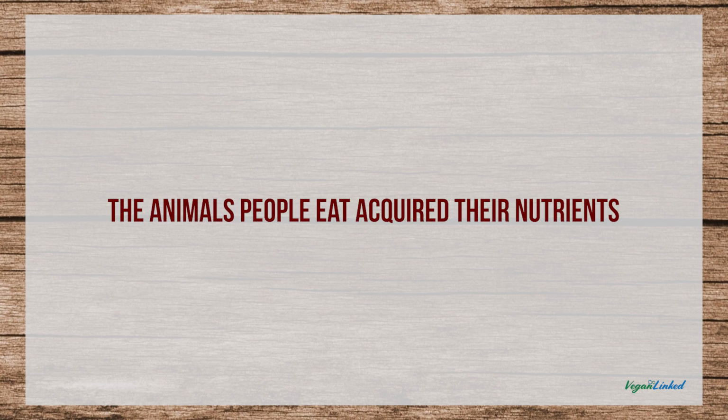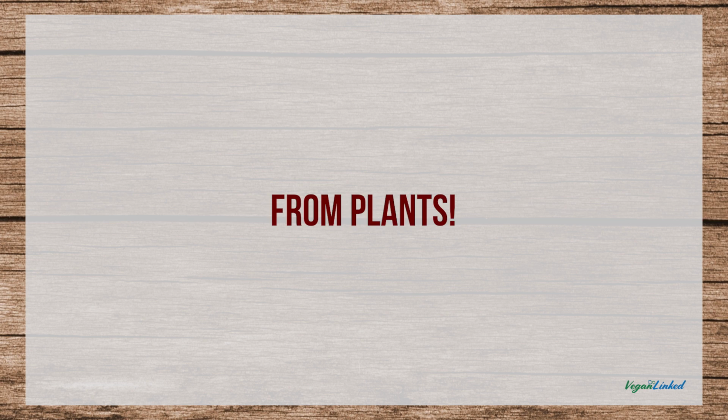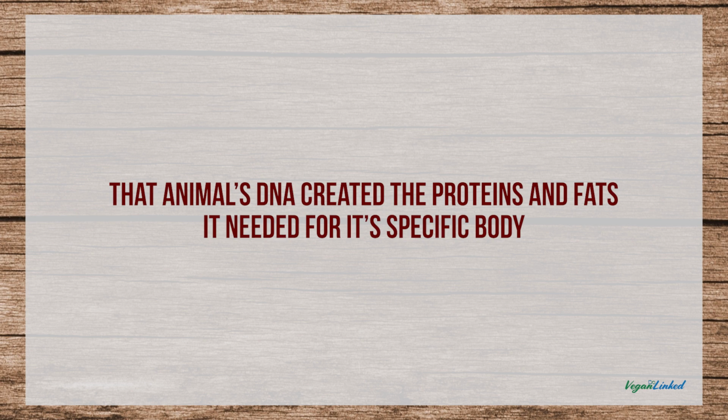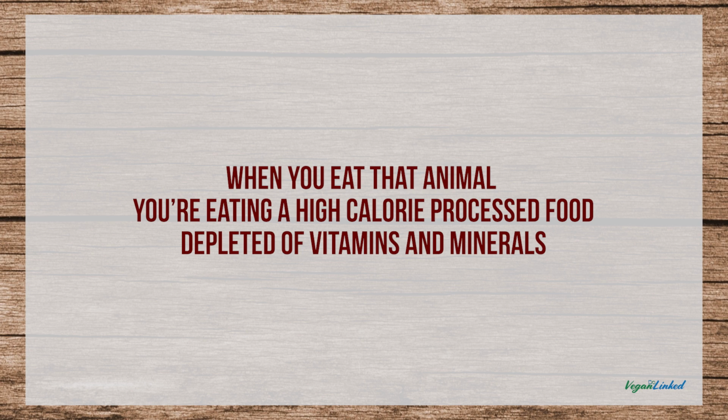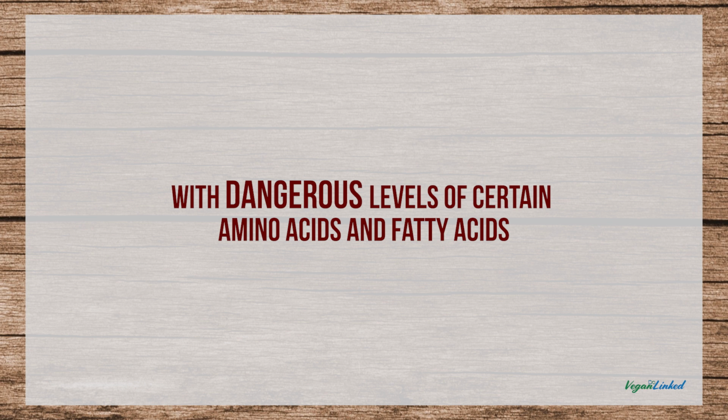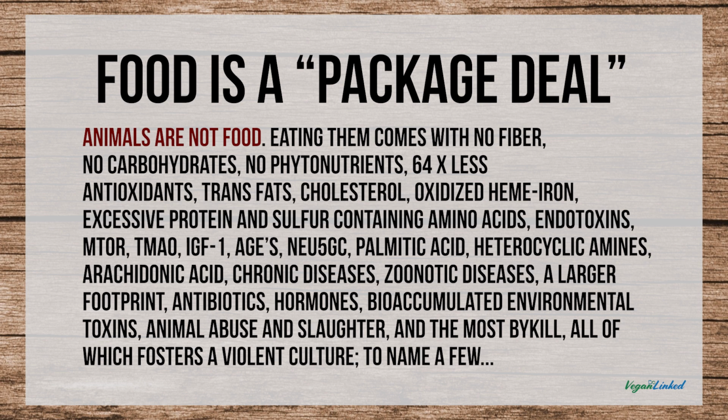The animals people eat acquired their nutrients from plants. That animal's DNA created the proteins and fats it needed for its specific body, not yours. As a result, when you eat that animal, you're eating a high-calorie processed food depleted of vitamins and minerals with dangerous levels of certain amino acids and fatty acids. So, the moral of the story, food is a package deal.